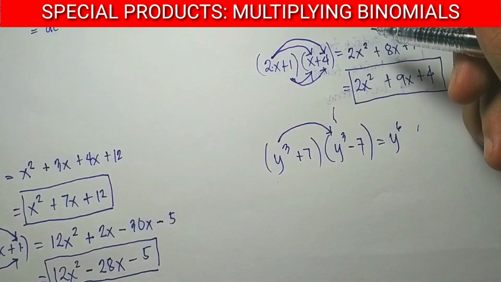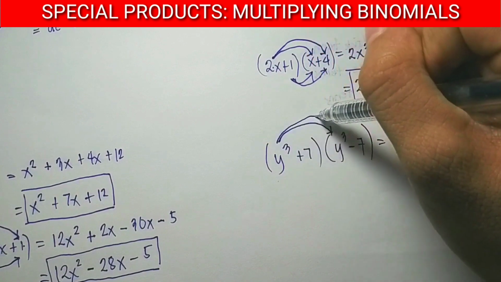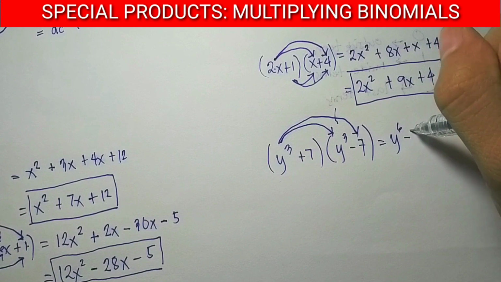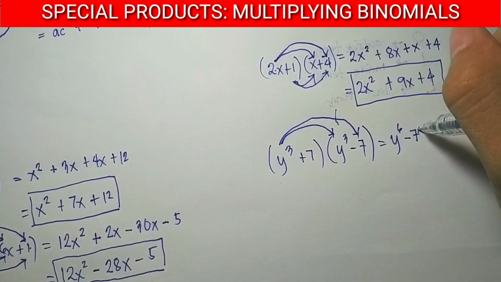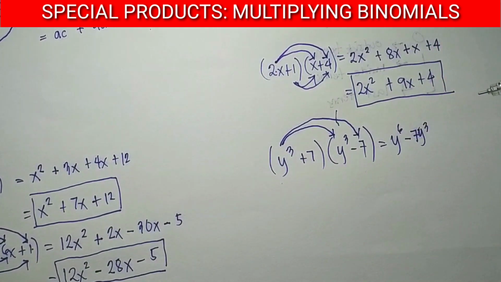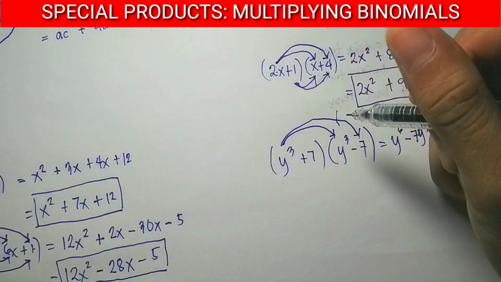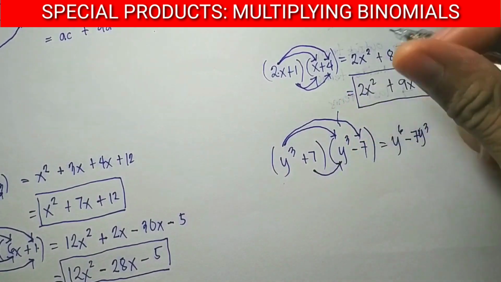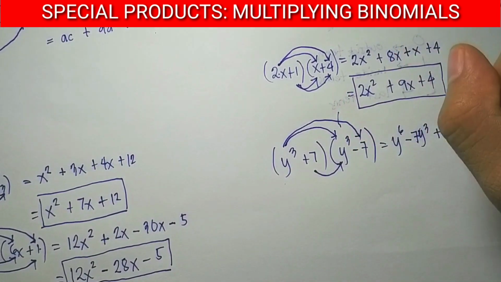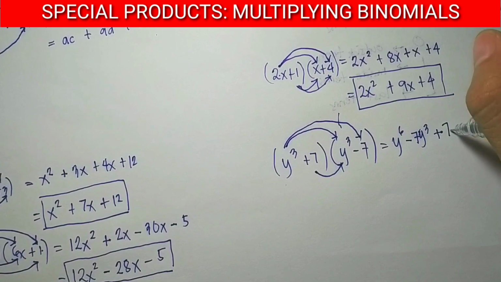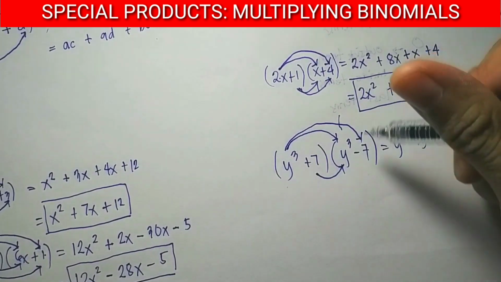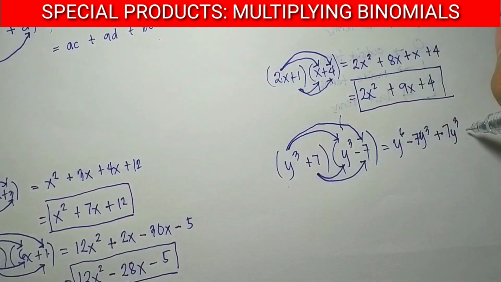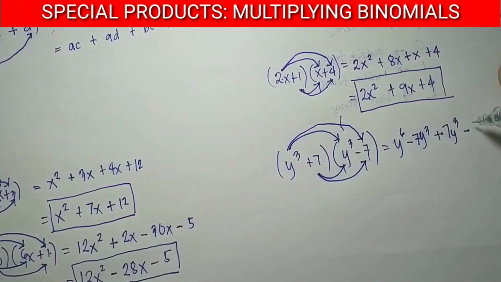Next are the outside terms. So as y cubed, i-multiply nato sa negative 7. So we have negative 7y cubed. Next are the inside terms. Si positive 7 times positive y cubed. So that is positive 7y cubed. Then we have positive 7 times negative 7, that is negative 49.